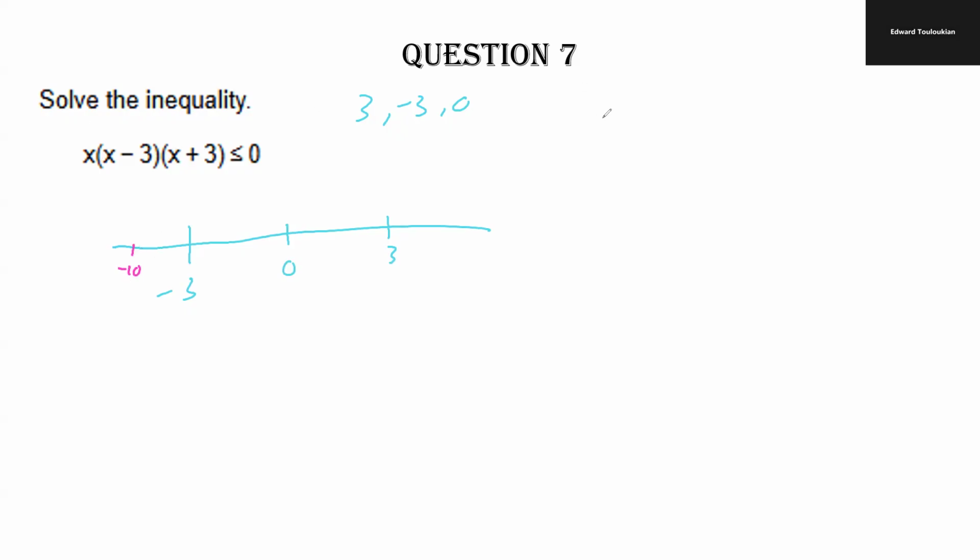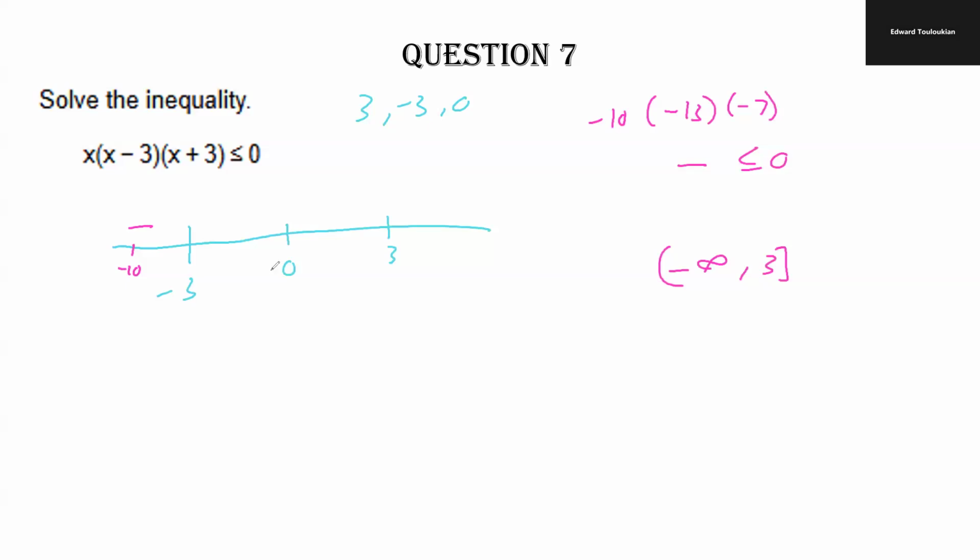If I plug it into here, I get negative 10 times negative 13 times negative 7. And when I multiply those together, these are three negative numbers. That's going to give me a negative number. And a negative number is less than or equal to 0. So this region is negative, and so this will be part of my solution. So my solution goes from negative infinity up to 3.